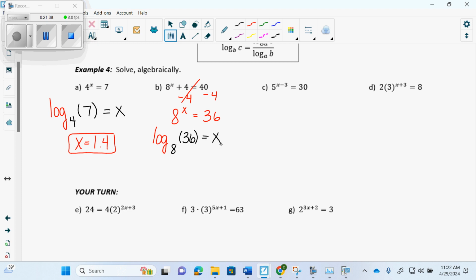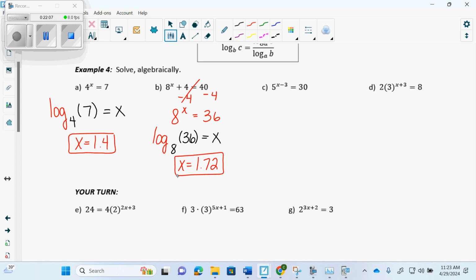Once again, calculator typing in. Nearest hundredth. What are we going to get? 0.17. Okay, C. Is that 3 pieces of information?